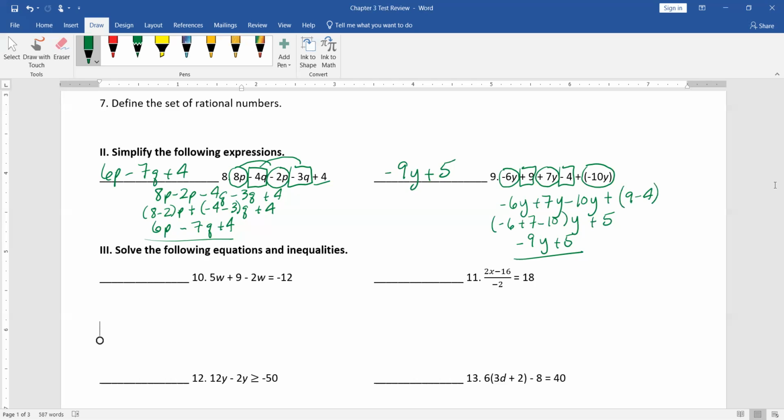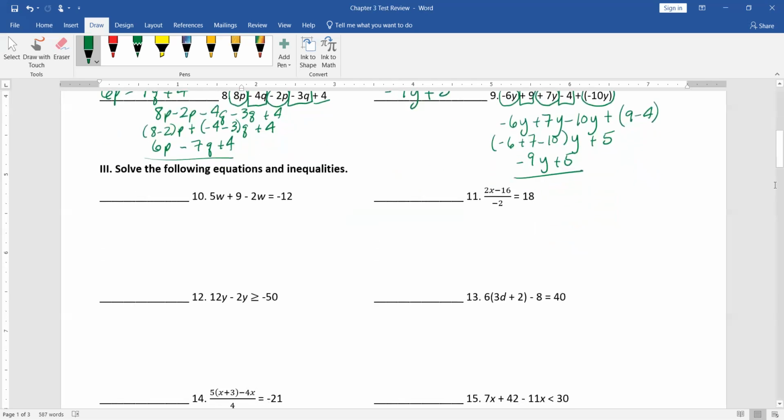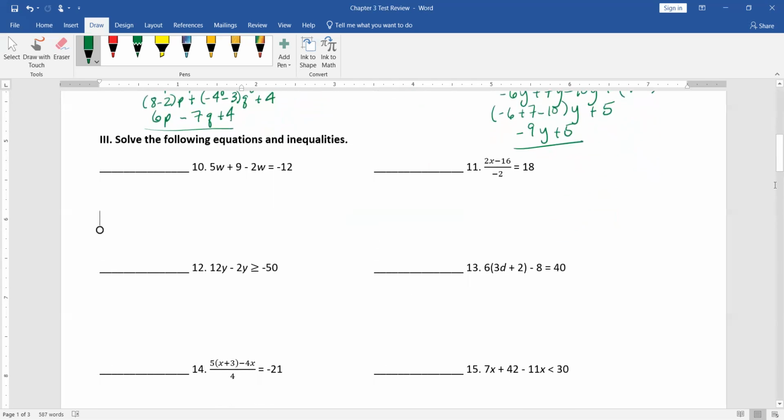Okay, so let's look at solving equations and inequalities. Hopefully it's obvious: if the sign between the two sides is an equal sign, then you know you're solving an equation. If it is a greater than, less than, or greater than or equal to, less than or equal to, then you know you're solving an inequality.